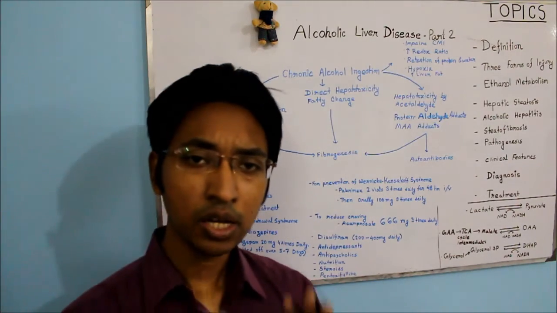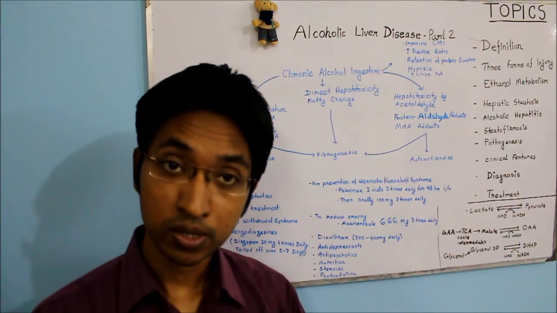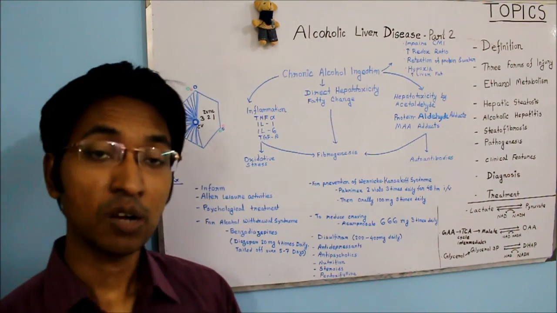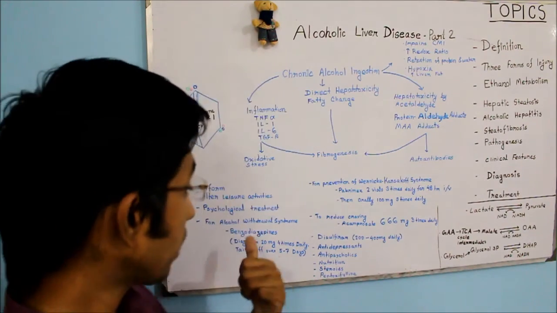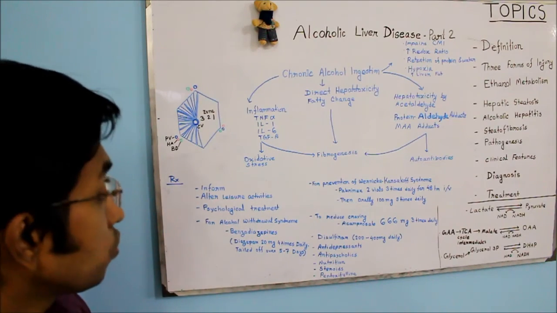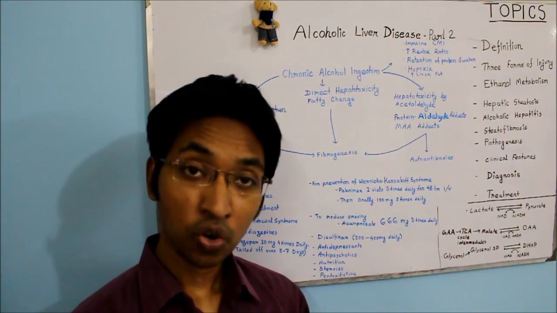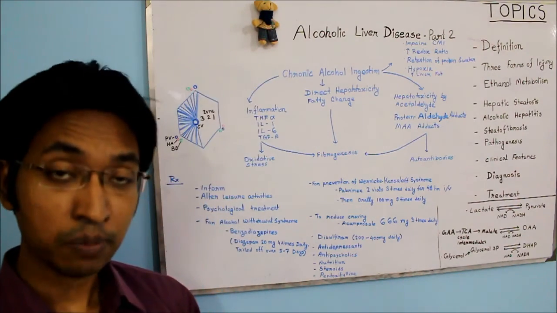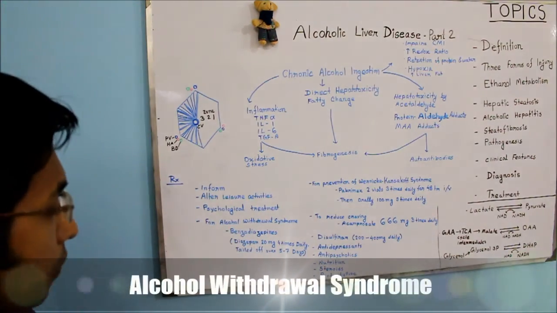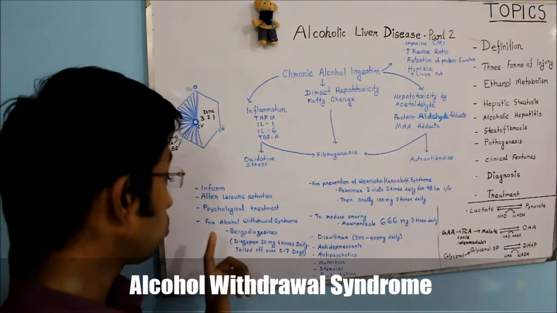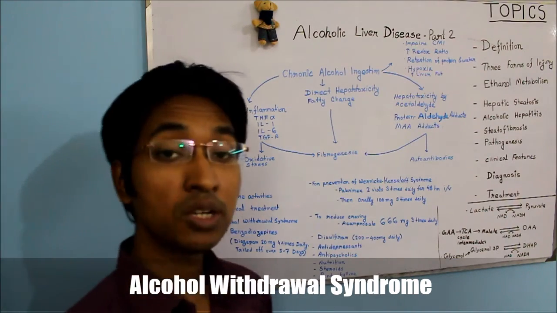Now, suppose you have informed a patient of alcoholic liver disease about the harmful effects of excessive alcohol consumption, and you have also made some lifestyle modifications in the patient's leisure activities, and now the patient is willing to stop drinking. But whenever a chronic alcoholic patient stops drinking, there can be development of alcohol withdrawal syndrome. So first, let's talk about alcohol withdrawal syndrome. It will contain some symptom complex, so we will now talk about those things.